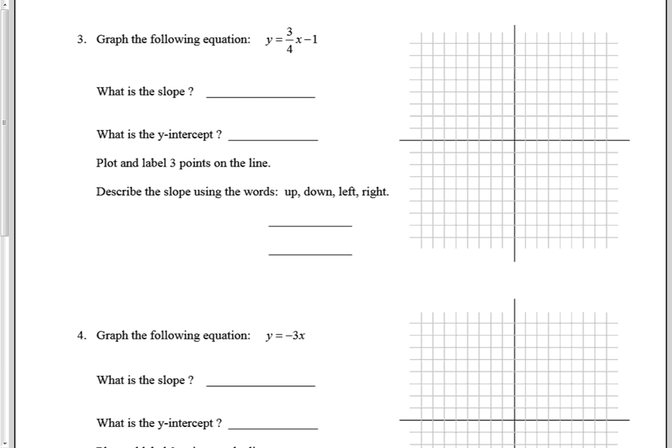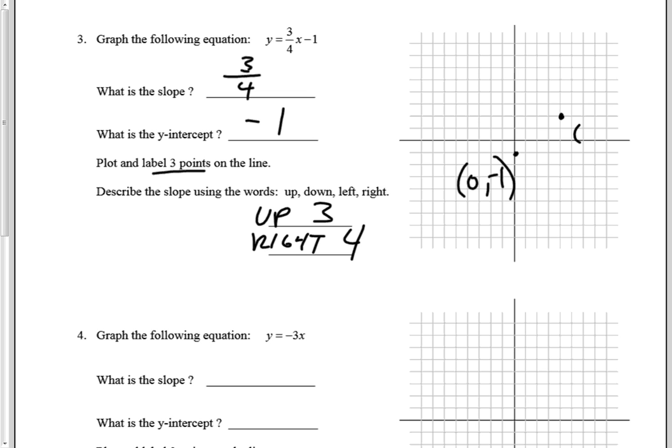Page 2. 3/4. So far, the equations are fairly neat in how they're presenting the data. 3/4, -1. It's right there. Up 3, right 4. Always push any negatives to the top. There's no negatives here to deal with, so I know it's going to be up and it's going to be to the right. 3 points. 0, -1, 4, 2, 8, 5.